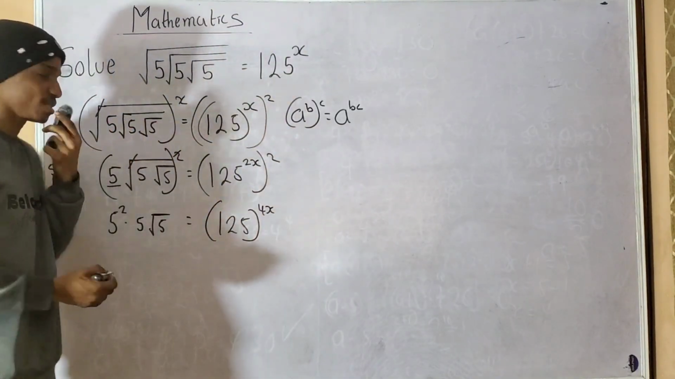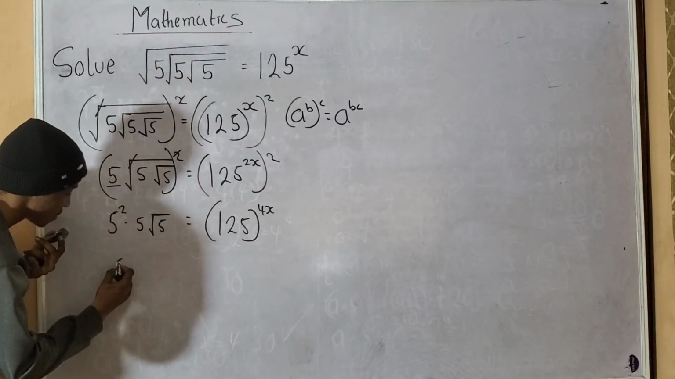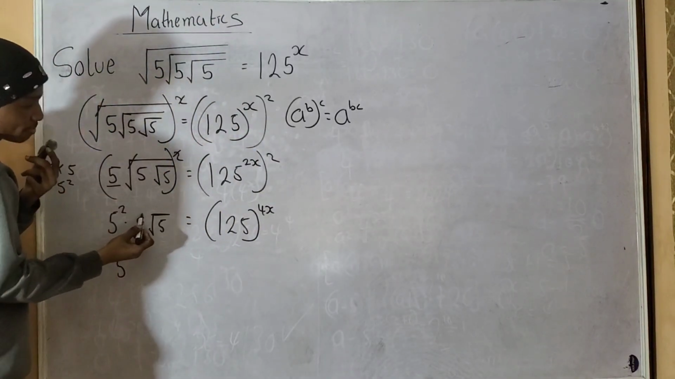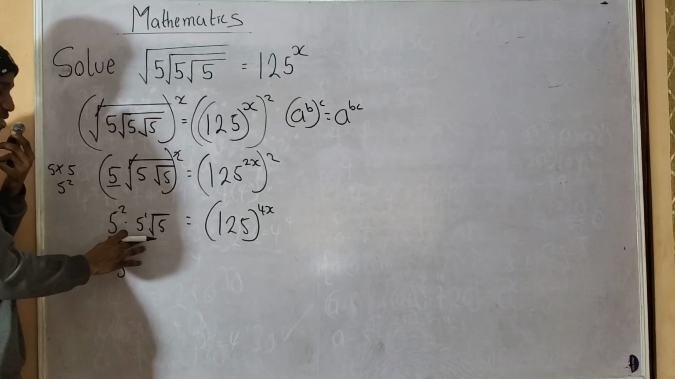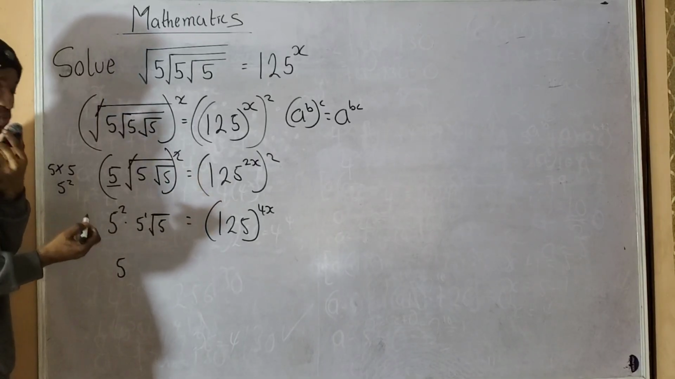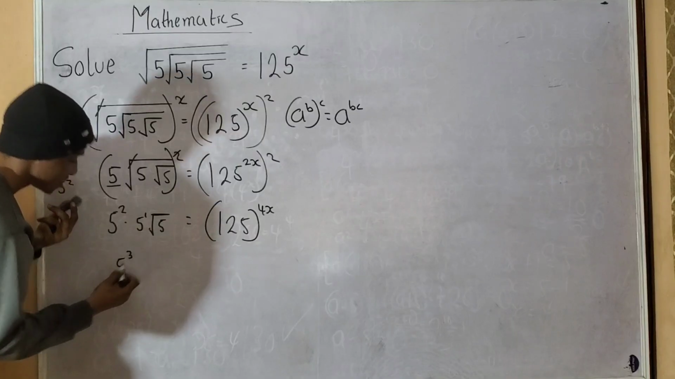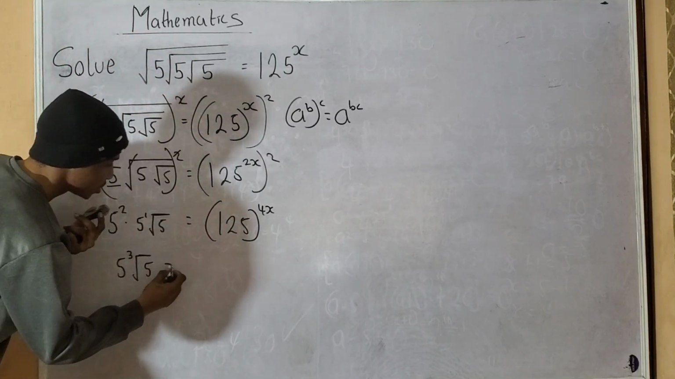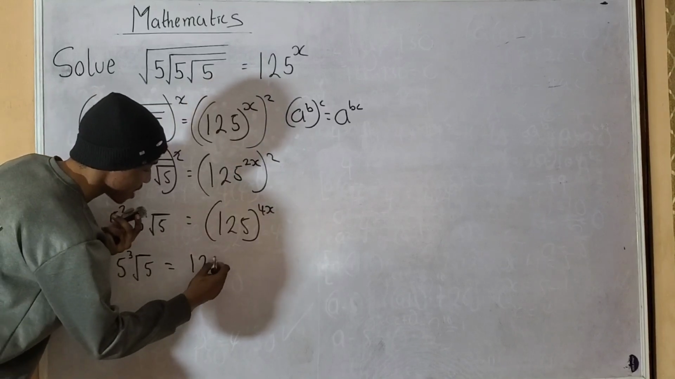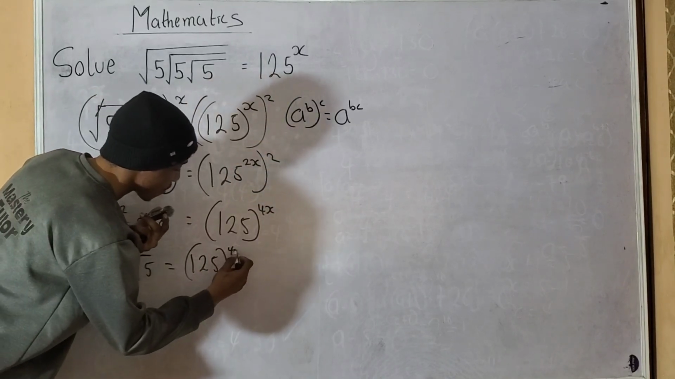Are you following? So simplifying further, I'm going to have 5 raised to the power of, now the power of this 5 is what? 1. 5 raised to the power of 2 times 5 raised to the power of 1. That will be what? 5 raised to the power of 2 plus 1. 2 plus 1 is 3. So I'm going to have 5 raised to the power of 3 here, multiplied by the square root of 5. This will be equal to 125 raised to the power of 4x.